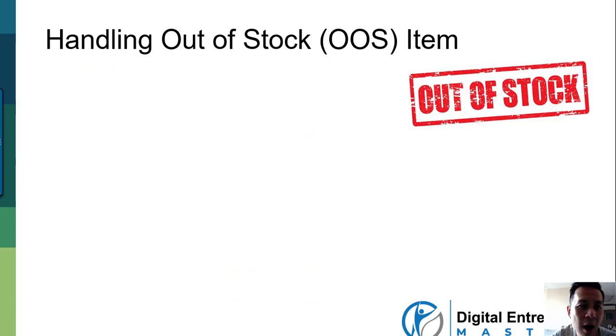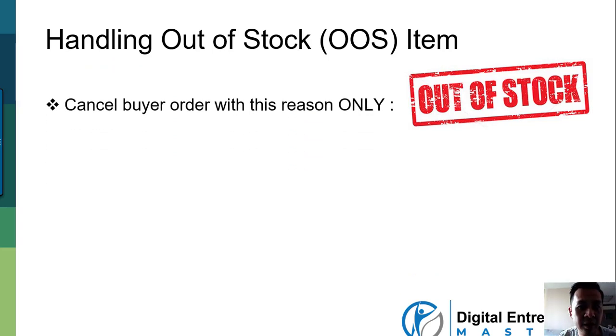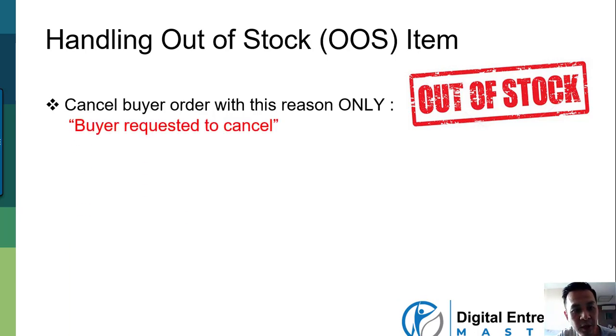Okay, so how to handle out of stock item? Now many times products can get out of stock, product can be very low in stock. So when you sell it, by the time you purchase it, it's out of stock. So what you can do first of all is to tell your customer that you want to cancel this order. However, you can't select the reason that it is out of stock. So this will get your account into trouble. Always select the reason buyer requests to cancel.